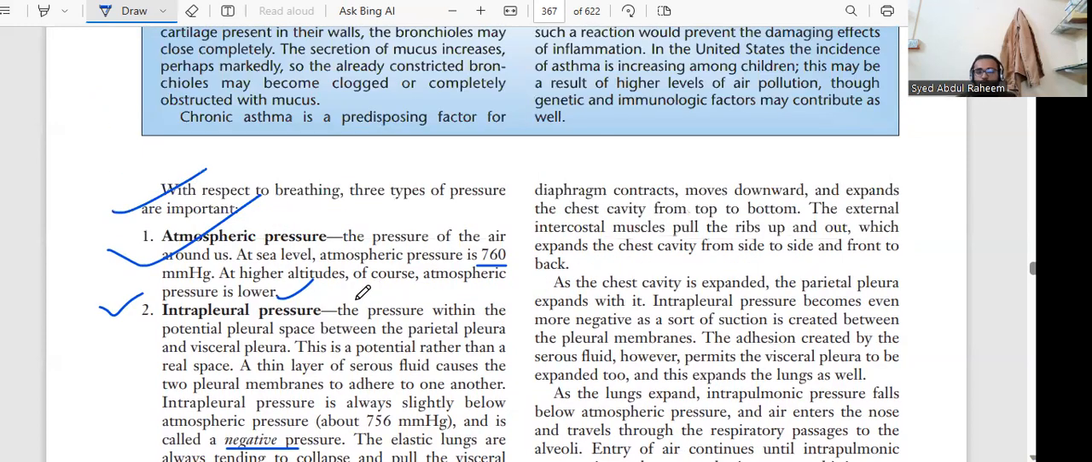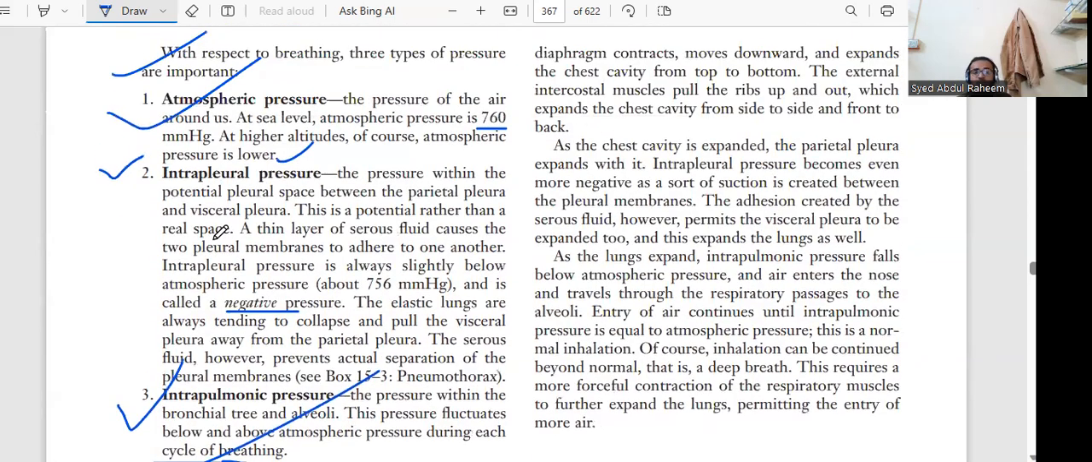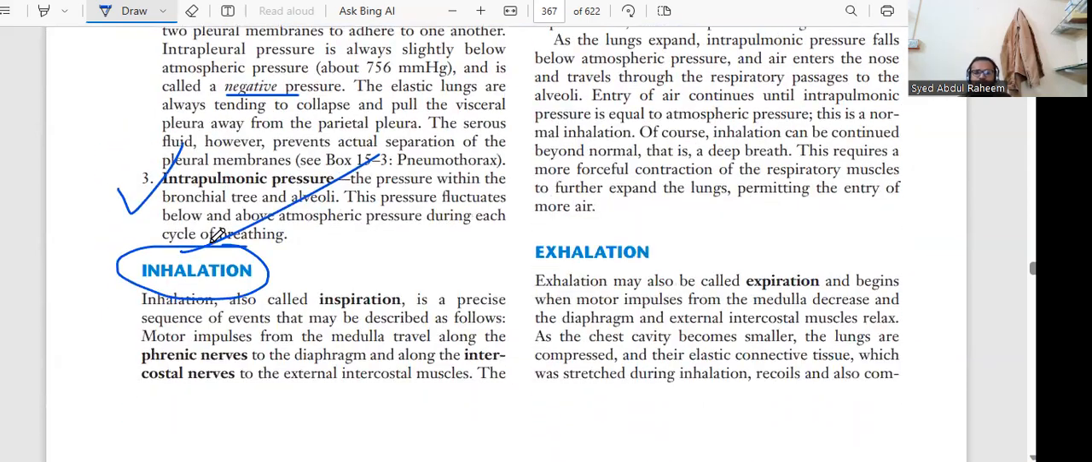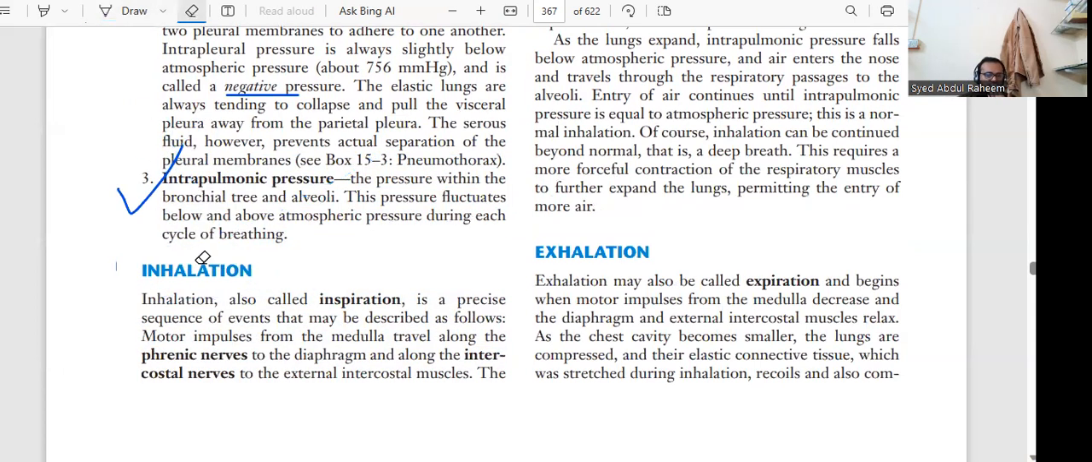It is very important. Next is inhalation: how inhalation occurs and how much oxygen we are inhaling. Inhalation is also called inspiration. We are inhaling through our nostrils. It is a precise sequence of events that may be described as follows.